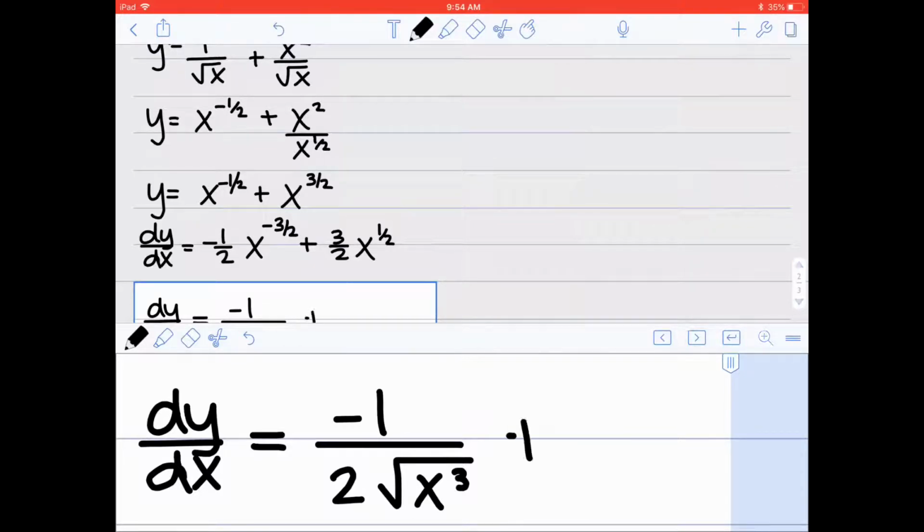All right, plus, and then I have a fraction for the next one too. I've got 3 over 2, and then x to the 1/2 is really just the square root of x.